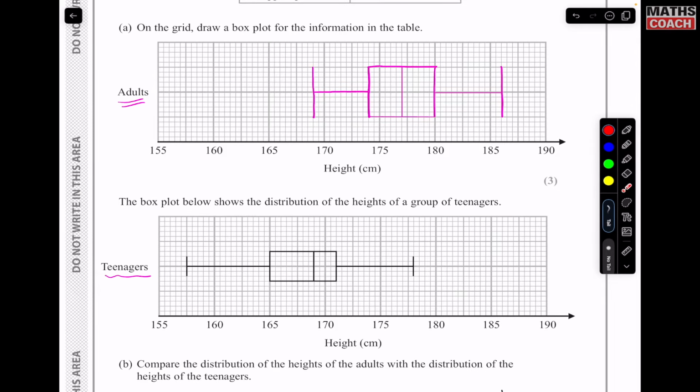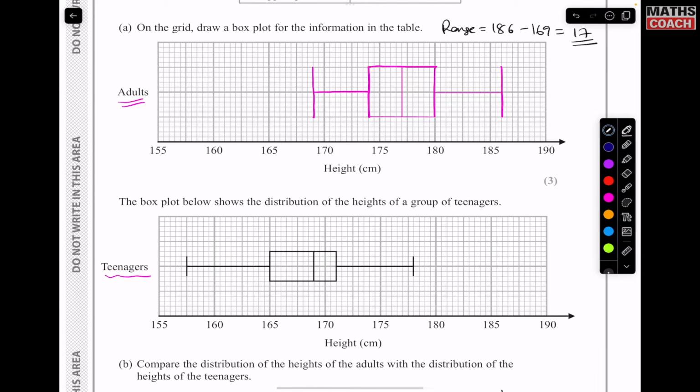However, if you look at the overall range, look at that. The highest take away the lowest. Who has a bigger range? You can see it just by sight. You don't need to actually calculate it, but you might want to. So let's do that. For the adults, the range is 186 minus the lowest value, which is 169. So for the adults, the range is 17.